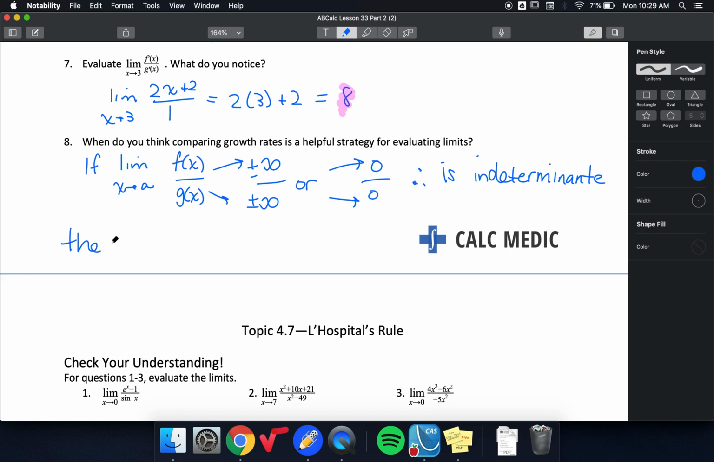Then the limit of f of x over g of x can be evaluated using the derivative. This is L'Hopital's rule. So we have to say indeterminate, and then we show using the derivative. If we get indeterminate again, you can keep going. So you could use the second derivative if the first derivative is indeterminate, but you would have to say a second time it is also indeterminate. When we do our check your understandings, we're going to go through this again.